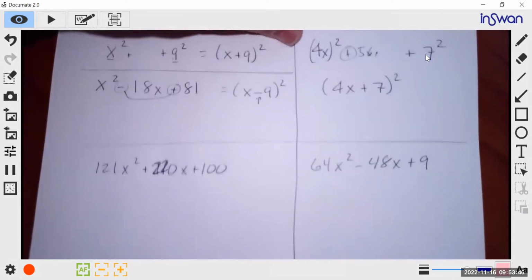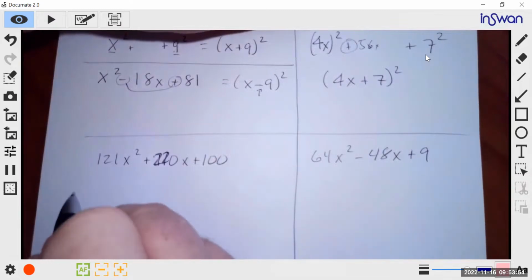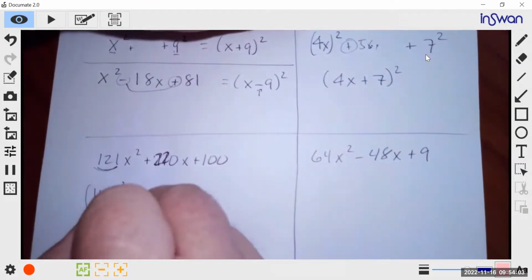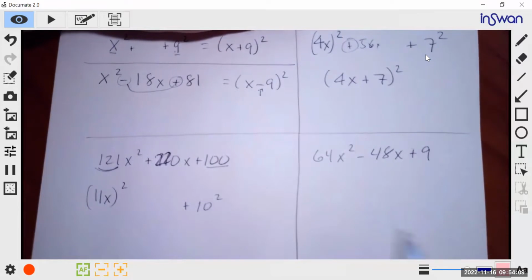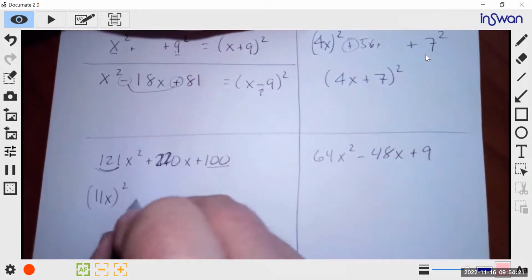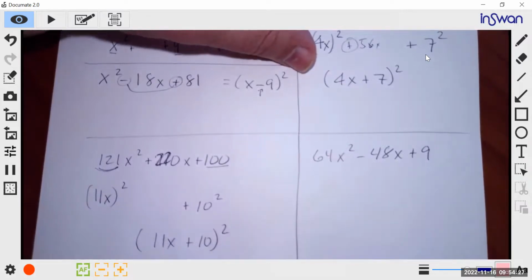How about this one? Is 121 a perfect square? It's 11 squared. So it's 11x squared. Is 100 a perfect square? 10. 10 times 11 is 110. Times 2 is 220. So you're trying to force it in there. So we know the answer is going to be 11x plus 10 squared.